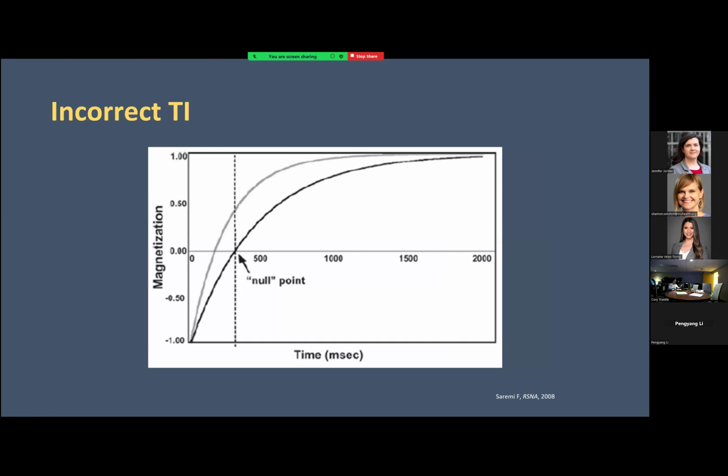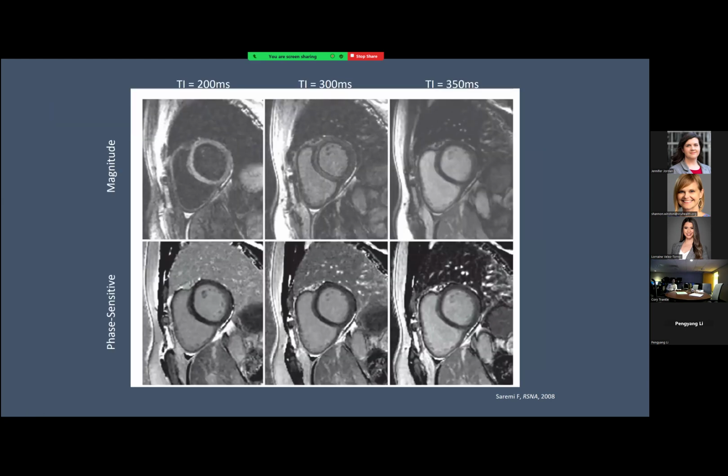Selecting the correct null point is really important. If you're doing late gadolinium enhancement, just like with clinical scans, you want to make sure that you're nulling correctly. So here's an example where in the top row, we have our magnitude images. The bottom rows are phase sensitive images, and these were acquired at a 3T magnet in a normal patient.